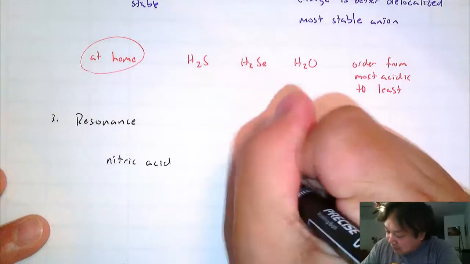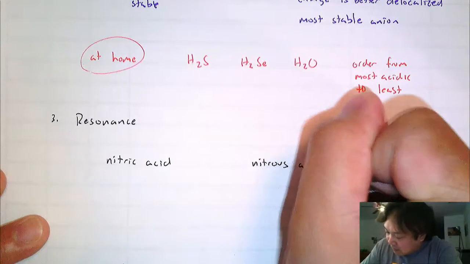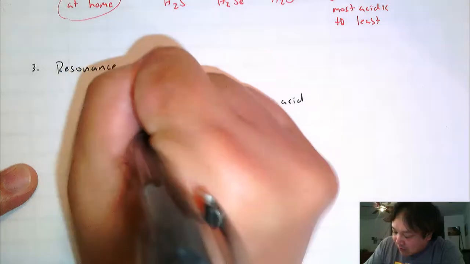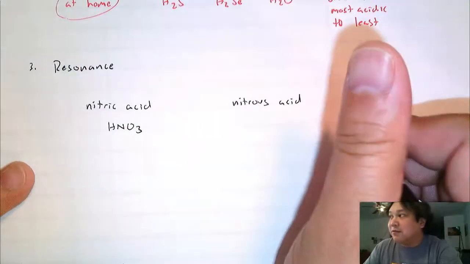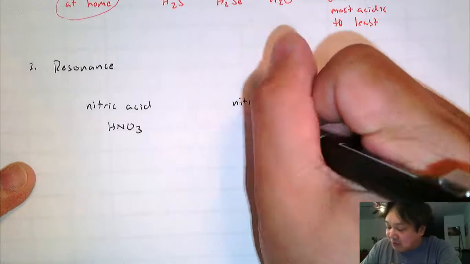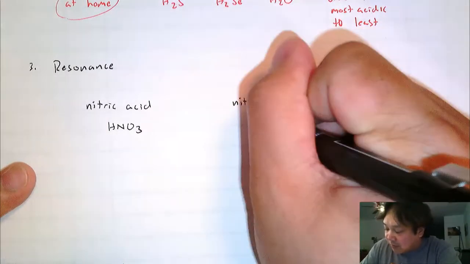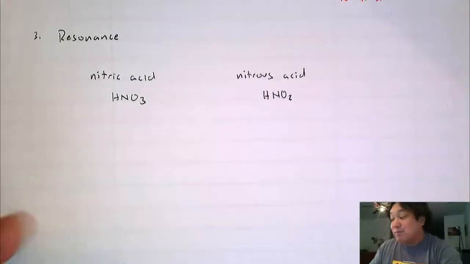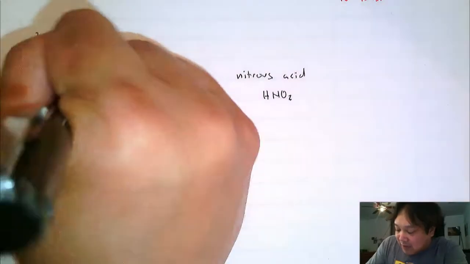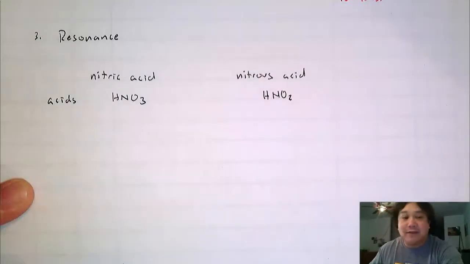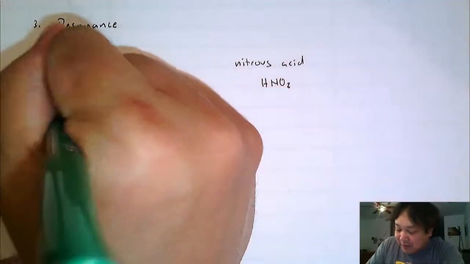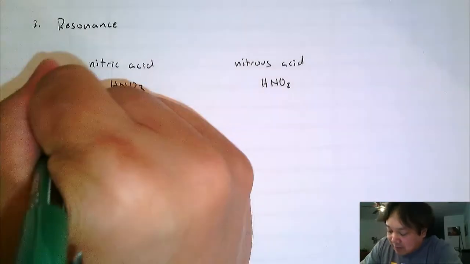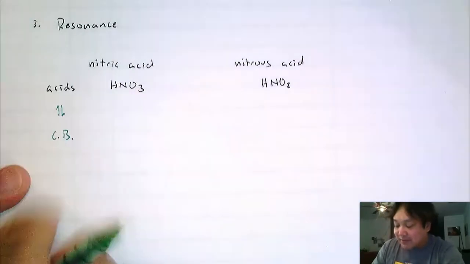Do you remember your gen chem? Nitric acid comes from nitrate, HNO3. Nitrous comes from nitrite. So nitrite is NO2 minus, but to make it an acid, it's HNO2. These are the acids. Well, guess what? We have to figure out the conjugate bases. Again, it's a little extra work, but it will help you avoid any mistakes.